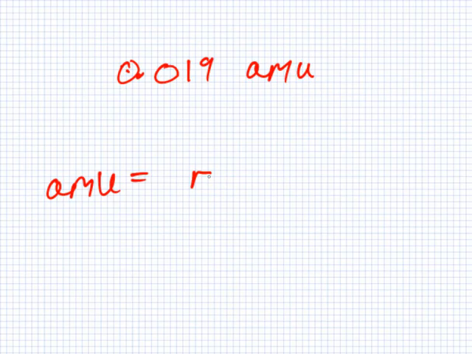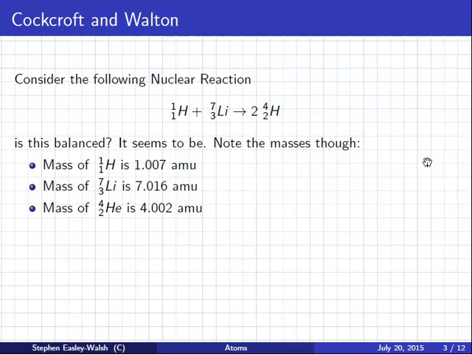0.019 AMU. And by the way, AMU, I'll get you the value later, but it's roughly equal to the mass of a proton, okay? It's not exactly that, but it's a very small mass. It makes these calculations more manageable to do. Do you hear about AMU in chemistry? No? Okay. Anyways, it's 0.019 atomic mass units, AMU. So there's a small difference.